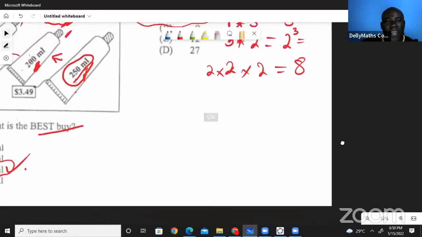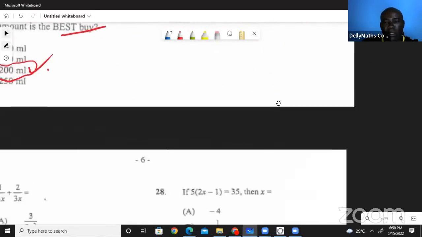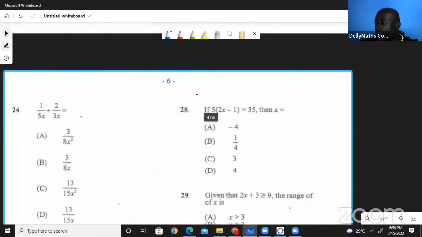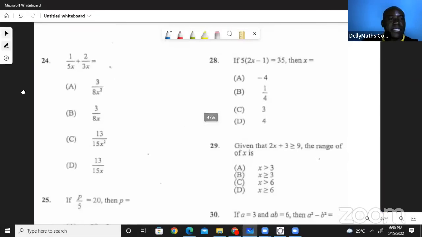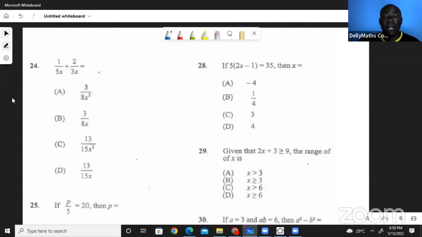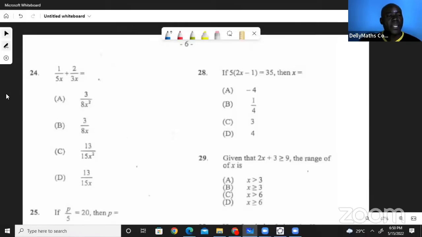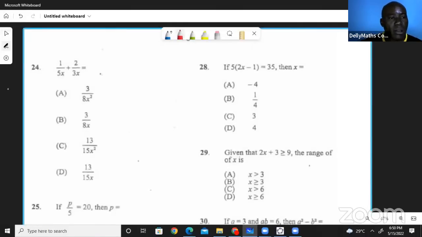All right, let us go to 24. Question 24 is an algebra, and I will say this to you: with all the algebras I've seen, you work them out. Don't try to do it like percentage. Work out all of your algebra. So let's go. What are we looking at here?